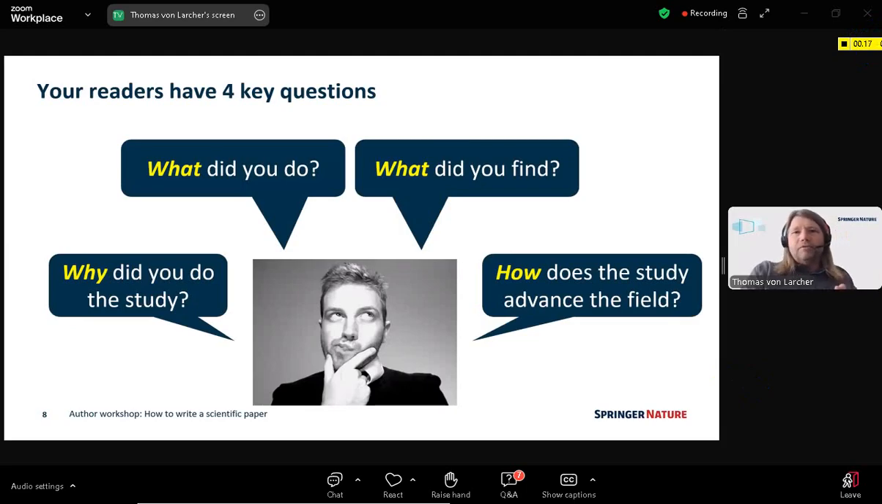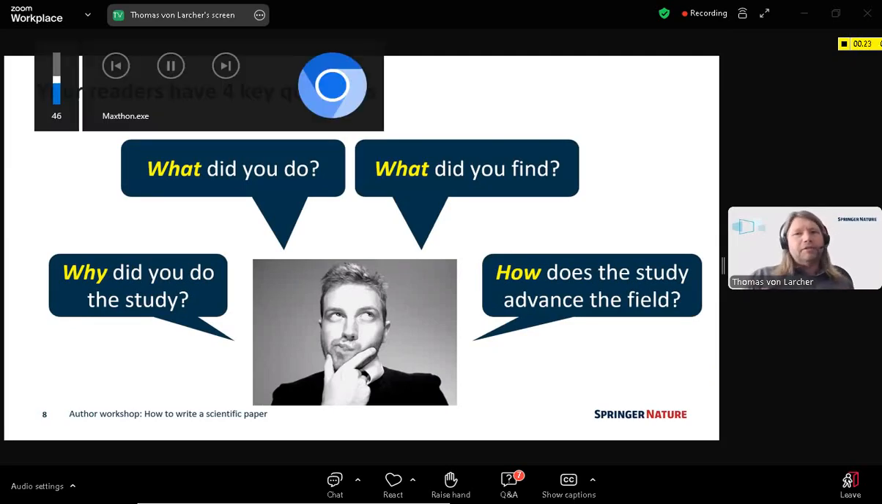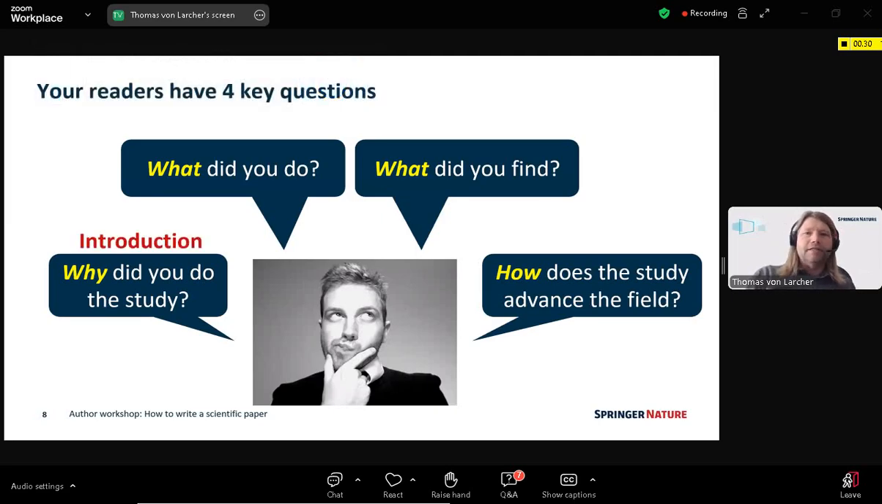And you should ensure that the structure of your manuscript is done in a way to answer the key questions of the readers. And this is the purpose of your manuscript. And this leads to the IMRAD structure of your manuscripts, that is introduction, methods, results, and discussion. And now we will go through the key sections of your manuscripts.